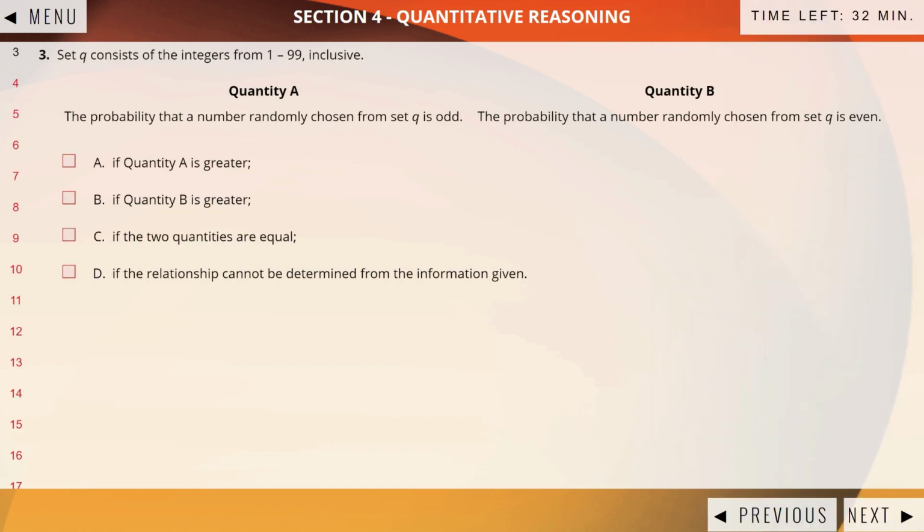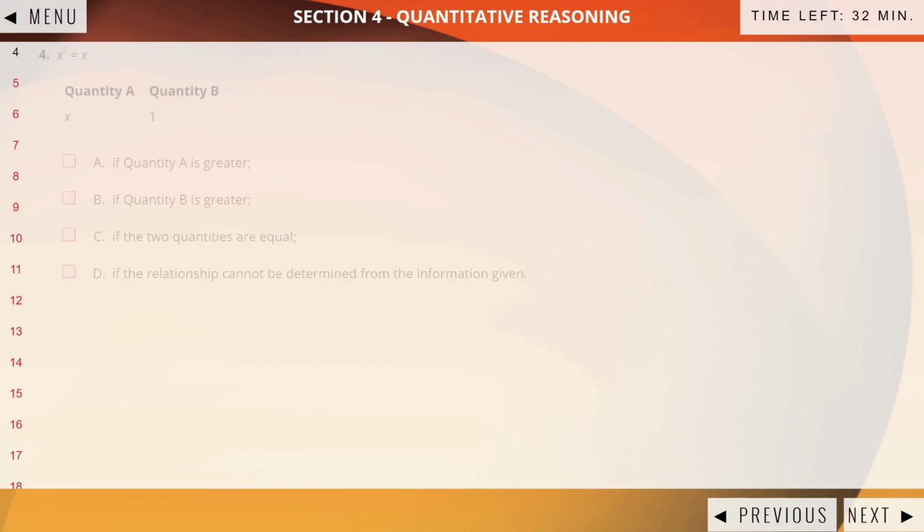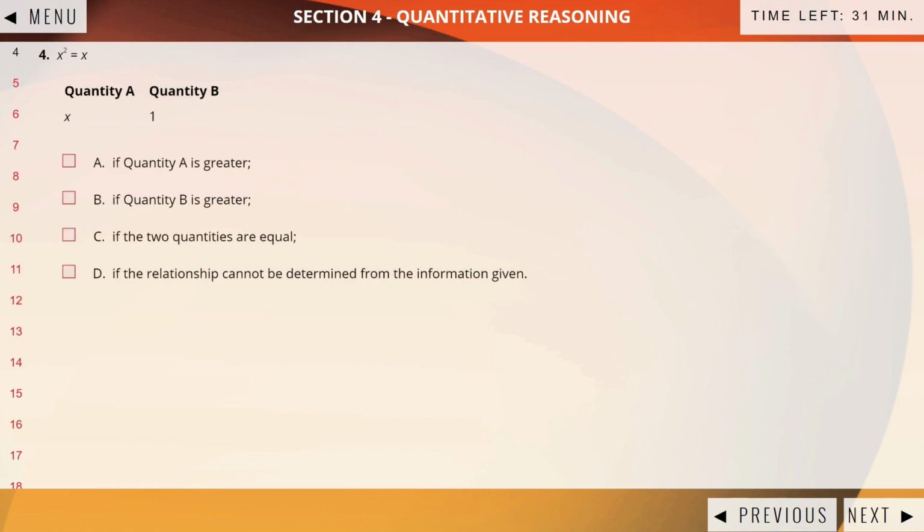Set Q consists of the integers from 1 to 99 inclusive. Okay, the probability that a number chosen from set Q is odd. Well, it begins and ends in an odd number, right? It starts at 1, ends in 99. So it's not balanced. It's not beginning with an odd and ending with an even. It's beginning with an odd and ending with an odd. So I think there's going to be one more odd in that list than even. Obviously, we don't have time to check. Therefore, it's a higher probability of getting an odd than it would be getting an even. You need to save time on the easy questions to have time for the harder questions.